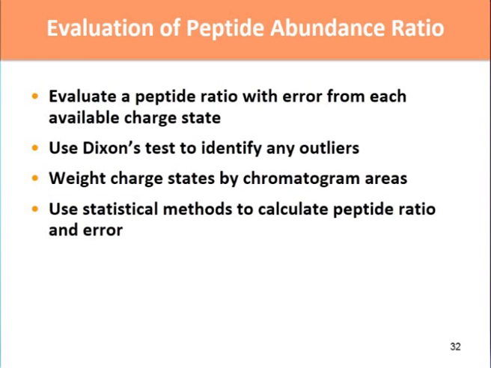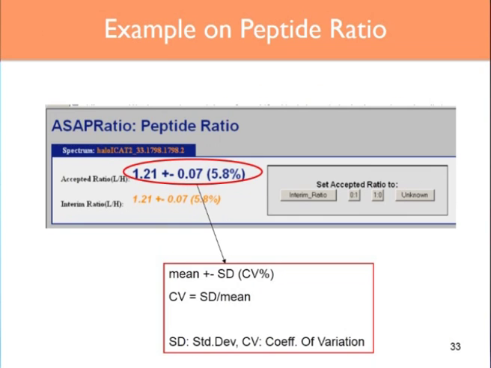Unlike XPRESS, you will do a weighted average. Instead of just a geometric average, you do a weighted average. So each of the charge states is weighted by the chromatographic areas. The more signal you have, the more confident you are of that ratio. And so you do a weighted average and you use the area under the chromatogram to do that. And you do standard statistical methods to calculate the ratio and the error, the standard deviation.